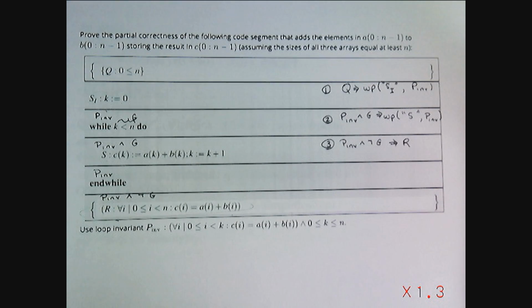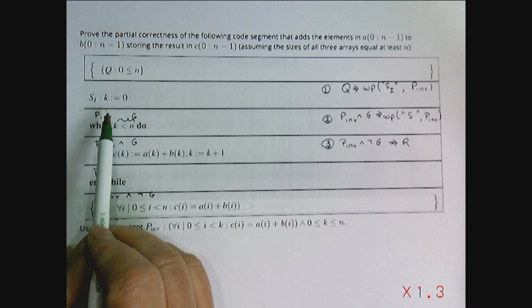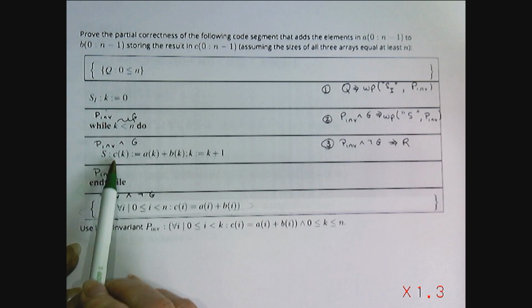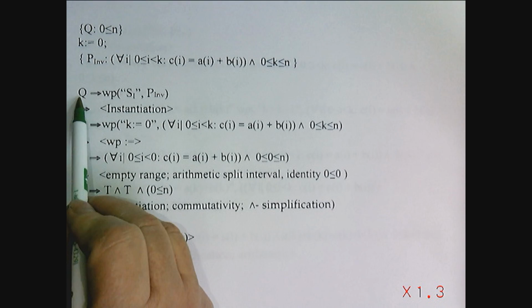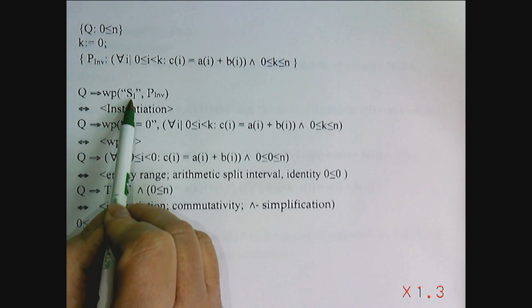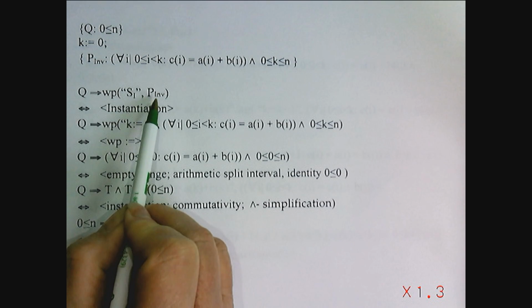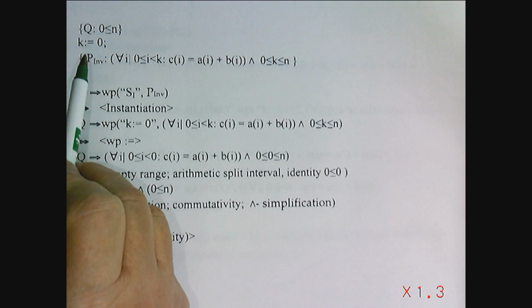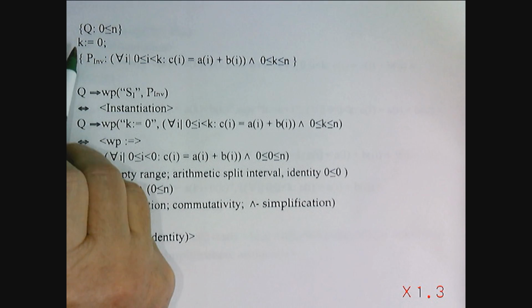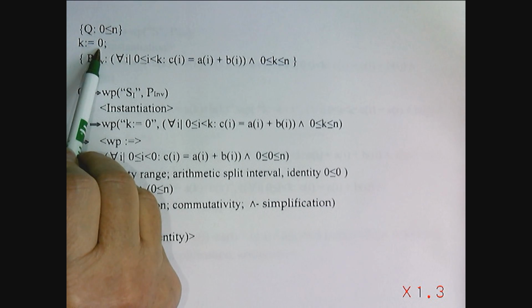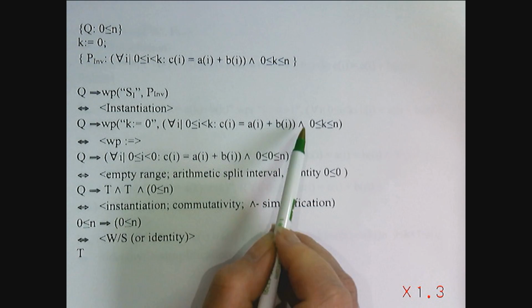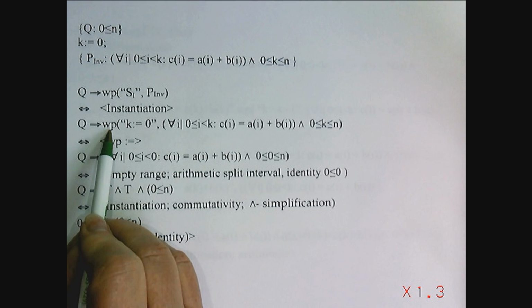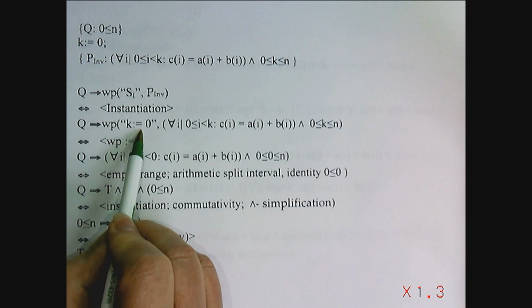In this video, I want to show that the invariant holds before we start the while. And so I need to show that Q implies the weakest precondition of the initialization invariant. In order to do this, I need to first instantiate for the initialization and the invariant. I notice that I'm trying to find the weakest precondition of an assignment.